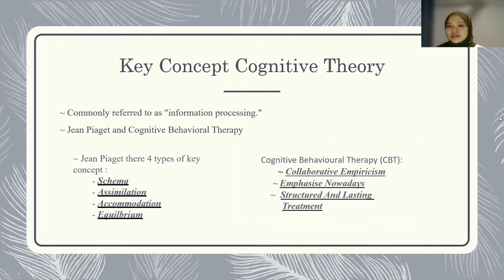So for the key concept of cognitive theory, this is a fundamental determinant of emotion and behavior. According to this theory also, we can see that brain process is commonly referred to as information processing. The way the human mind works is compared to how a computer works by this theory. According to Jean Piaget, there are four key concepts in this theory and in cognitive behavior therapy.